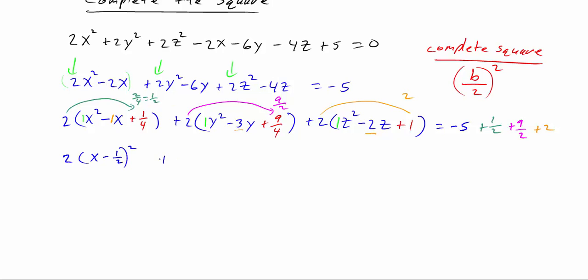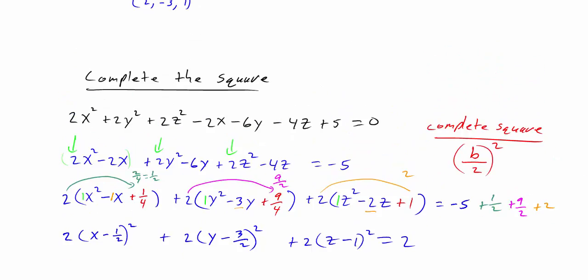So if we look at the next one over here, we take half of a negative 3, so that means this would be y minus 3/2 squared. And then for the last one here, we would have negative 2z, so half of a negative 2 is a negative 1, so that's z minus 1 squared. And then over here on the right side, we have a negative 5, 1/2, 9/2, and 2. So 1/2 plus 9/2 would be 10/2, which is 5. 5 and negative 5 are going to cancel, so therefore we're simply left with 2.